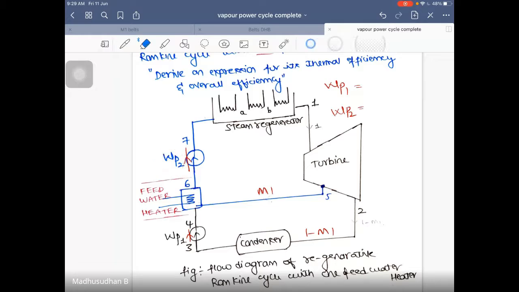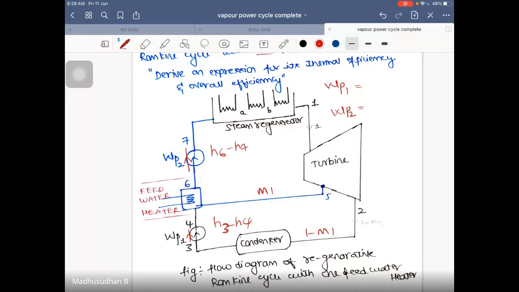So how will you calculate the pumping work? Work is initial minus final. So from 3 to 4, it is H3 minus H4. Excellent. Here, how will you calculate WP2? H6 minus H7. Now, whatever the unit should be, you have to multiply the mass flow rate into enthalpy.